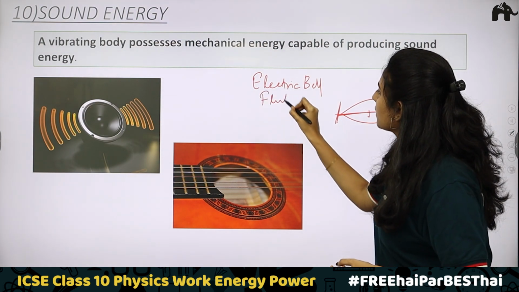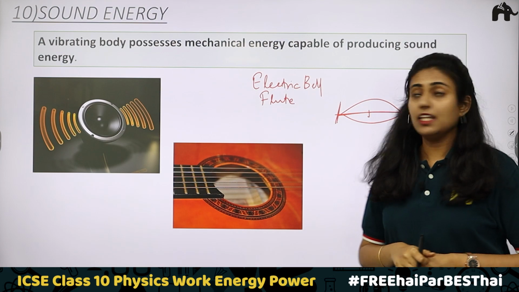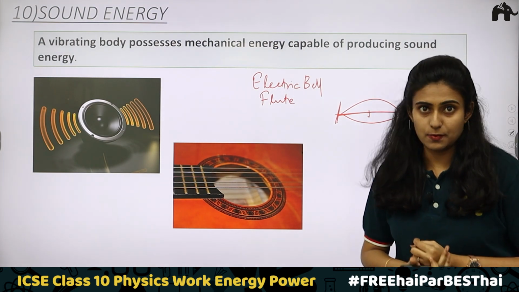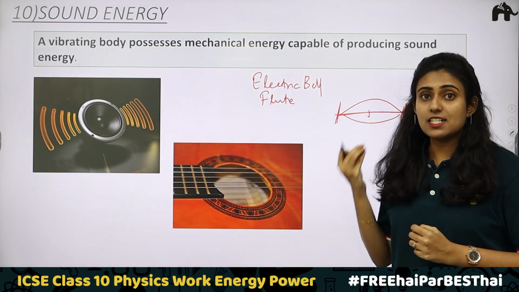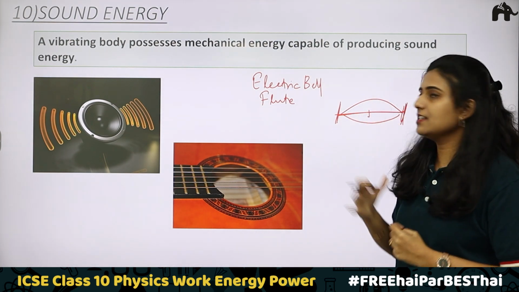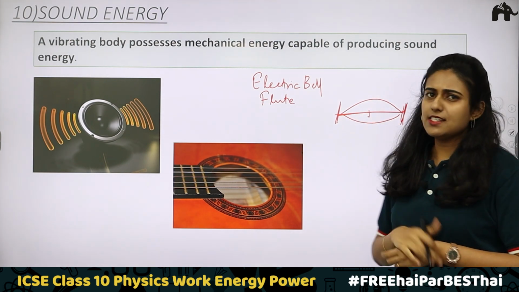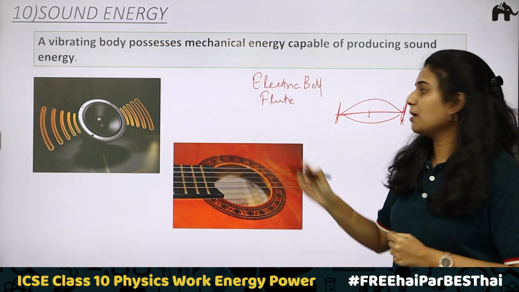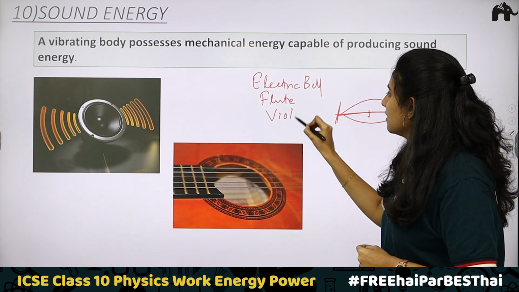You can take any musical instruments, right? In all these cases, sound energy is being produced. That is, our eardrum is vibrating and we hear the sound. Any other examples? Flute is an example, electric bell is an example, violin, guitar.